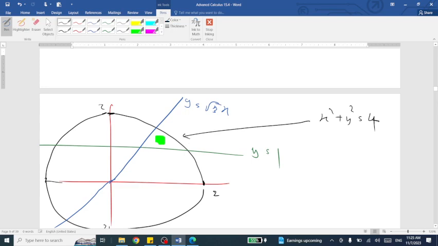Is that clear? Good. What is this? The area.